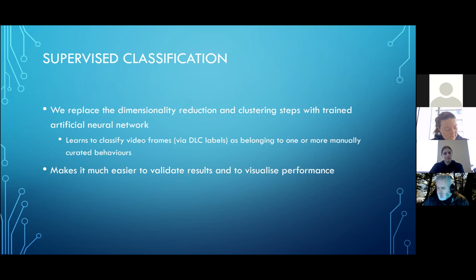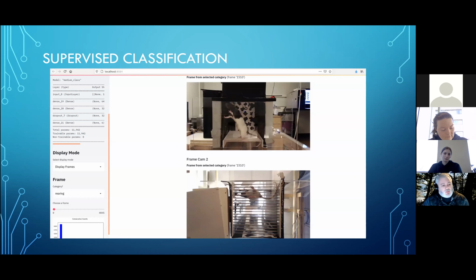In our case, this is just an example of something you could do. We replace the dimensionality reduction and clustering steps with an artificial neural network that we train via some manually annotated behavioral data using those DeepLabCut labels. And this makes it much easier to validate results and to visualize performance. This is just a screenshot from a piece of software that I built for our data that allows us to select various models and play around with the parameters and see the frames of video that are put into each category.